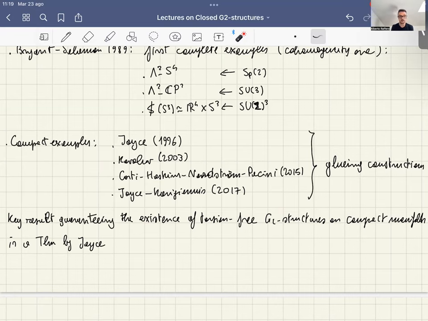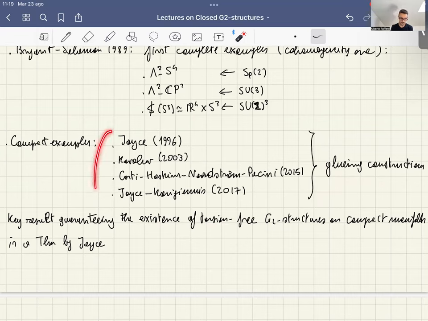whose torsion is small in a sense that I'm going to explain now, and then use this theorem by Joyce to ensure that on these manifolds you can obtain a torsion-free G2 structure by perturbing the closed G2 structure with small torsion you have at the beginning. Once you have done this, you have a torsion-free G2 structure, and then you have to check that the first fundamental group of the manifold is finite in order to guarantee that the G2 manifold is actually irreducible.